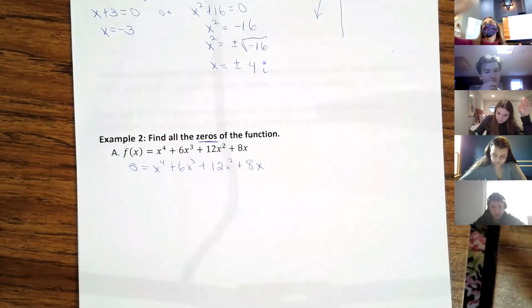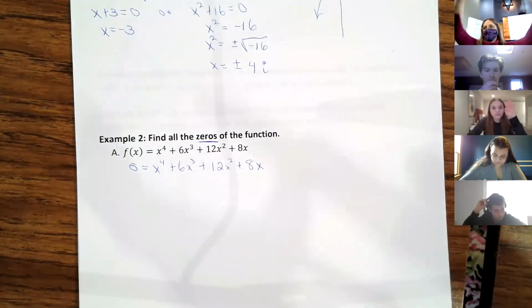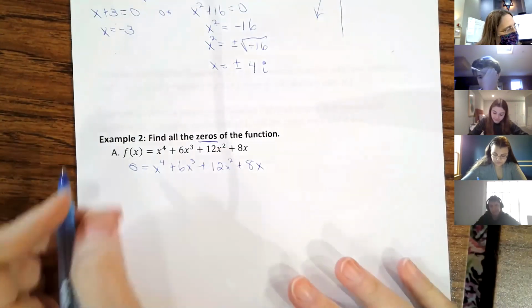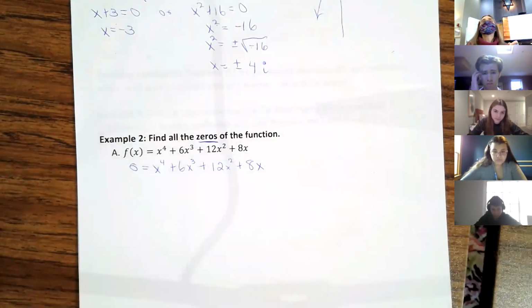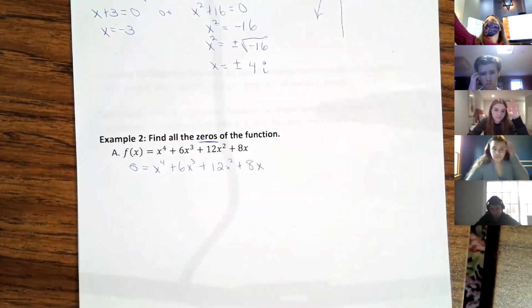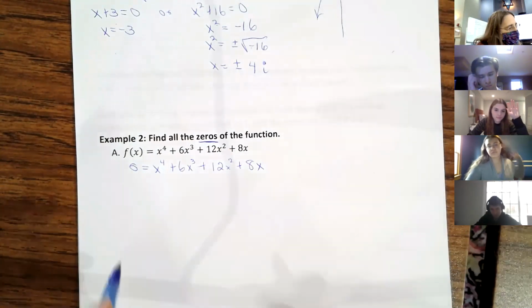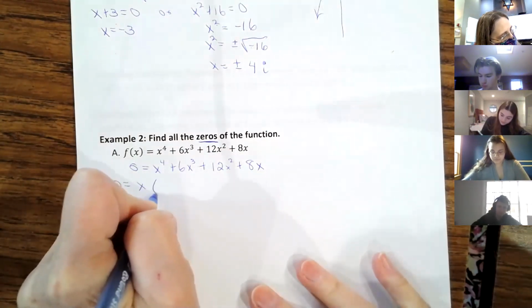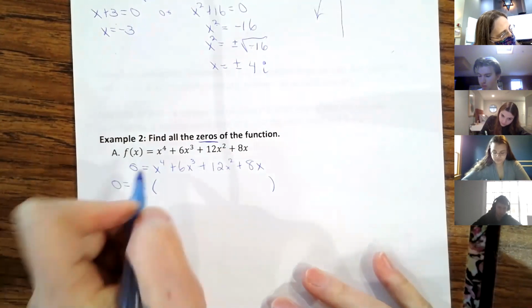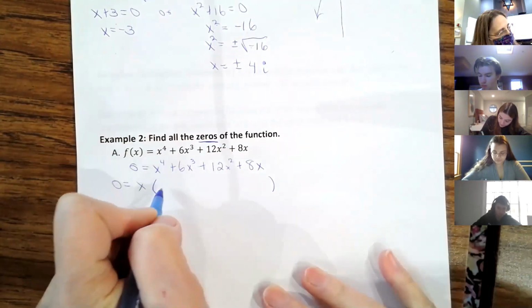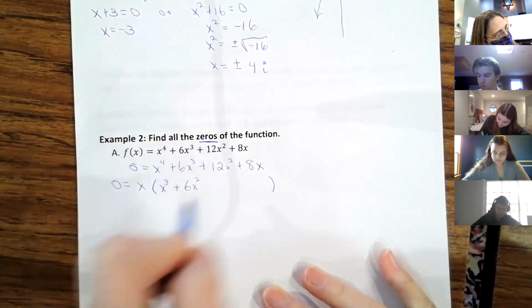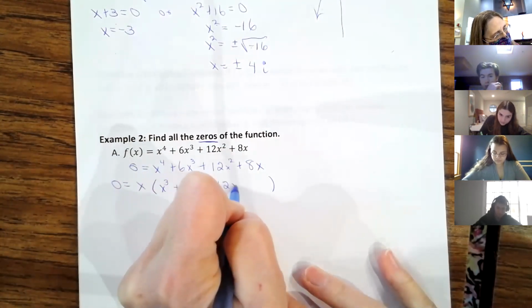Take out x? Hannah, what can I do to start? I don't even need to do that yet. What can I do with our techniques? Factor out an x. Okay. So I can factor out an x. And when I do that, that leaves me with x cubed plus 6x squared plus 12x plus 8.